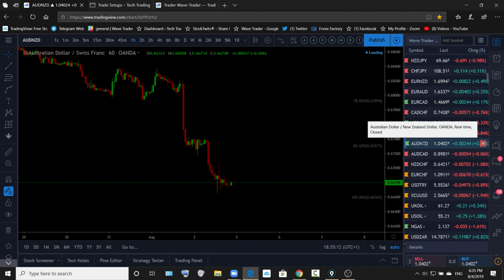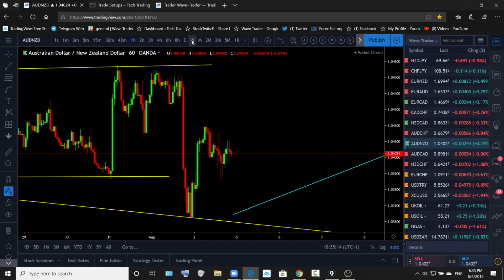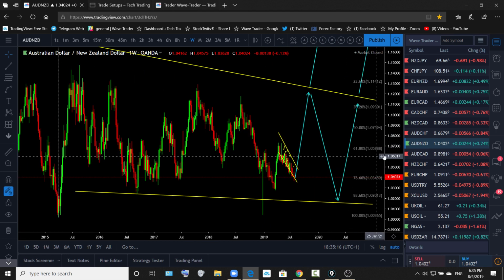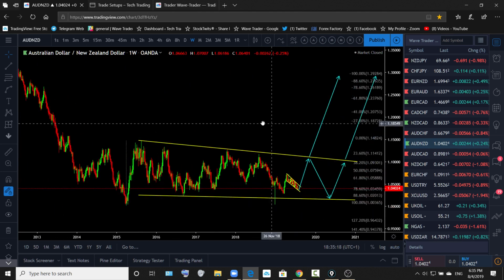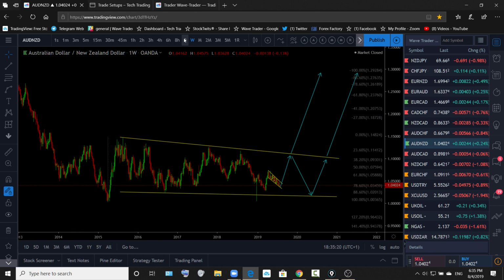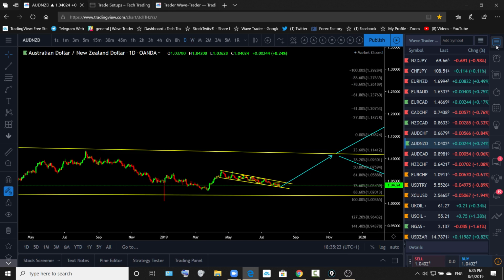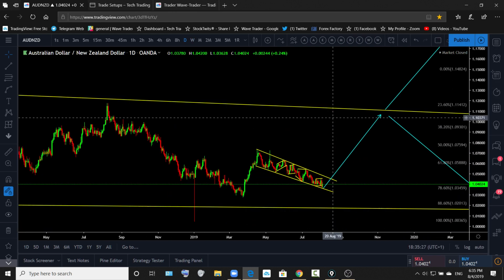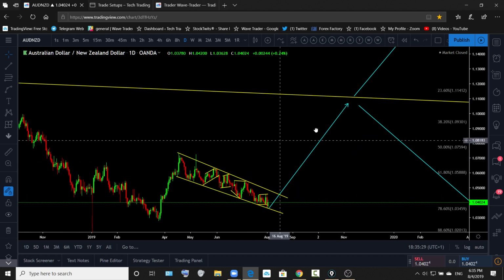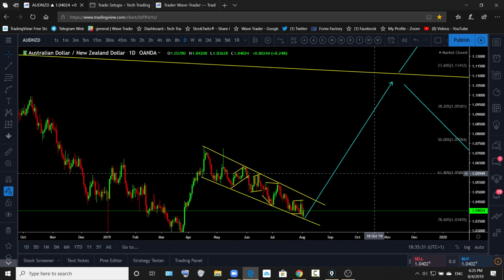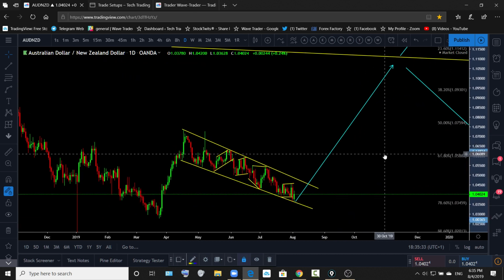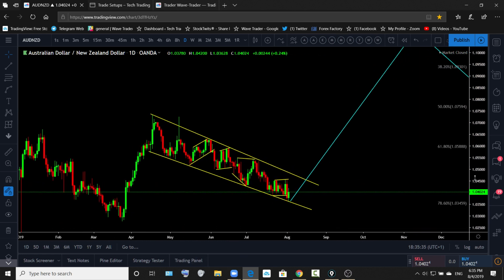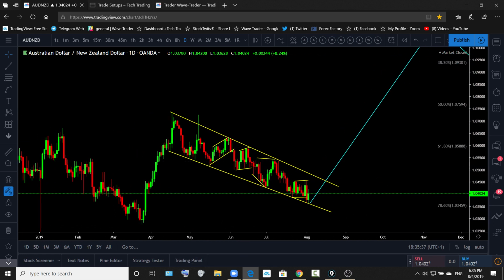Okay, so Aussie New Zealand dollar is a buy. This is the bigger time frame chart, very much like last week. We don't have a change. Okay, so this is a very nice flag, by the way. All right, so the lower the price goes, the better the opportunity you're going to get, guys. The lower the price goes, the better the entry you're going to get.